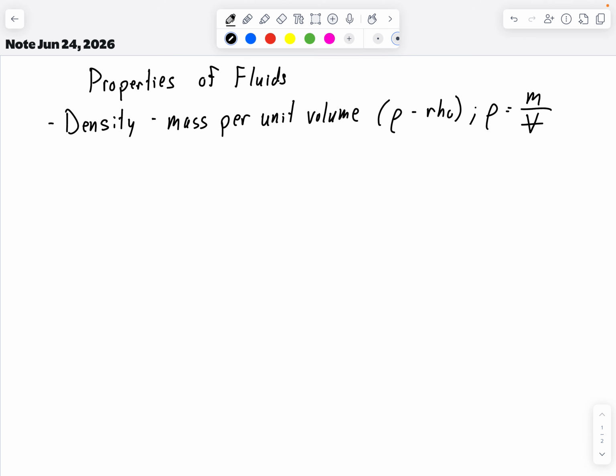And here, this is capital V with the cross mark through it, which indicates that it is volume. The dimensions of density here are mass per length cubed. And one note about the density of liquids: it varies little with pressure and temperature.